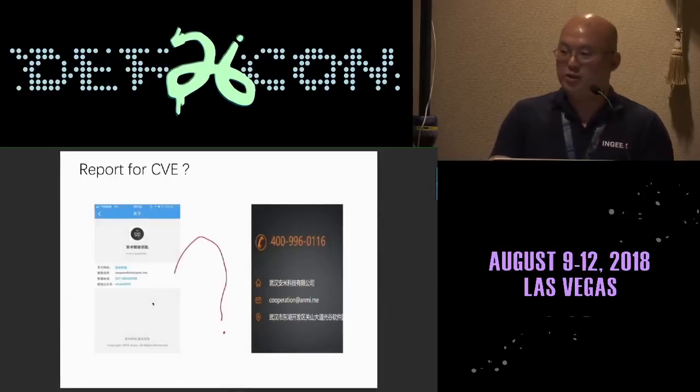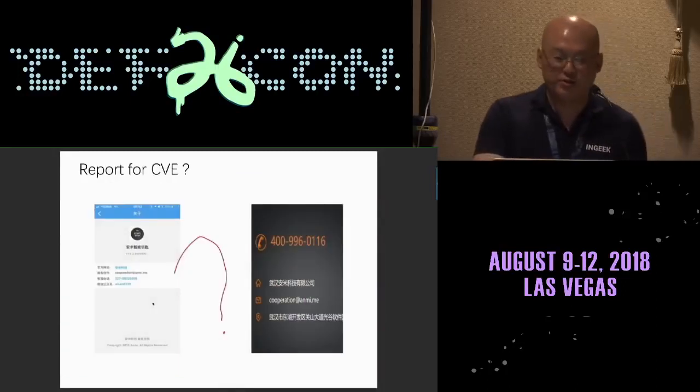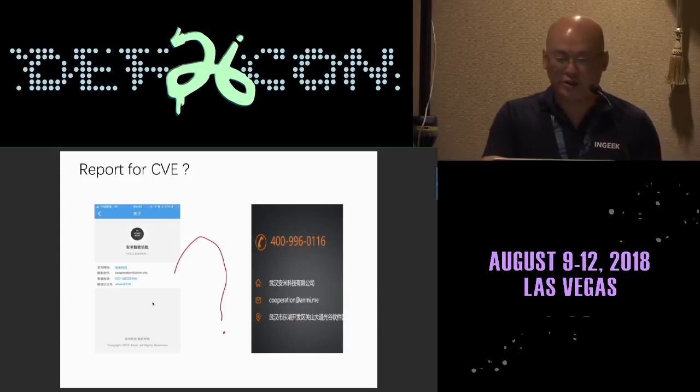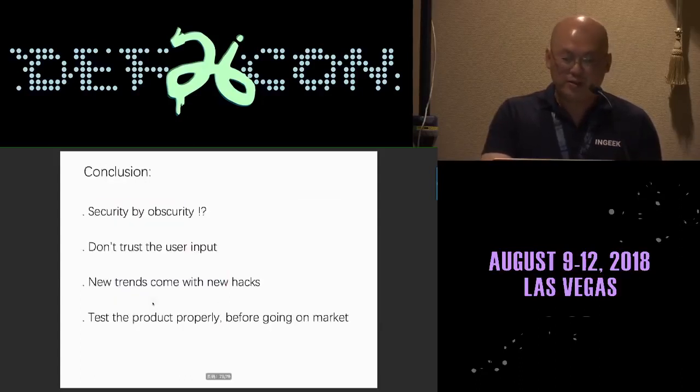So, can we report for CVEs, right? As responsible disclosure, I actually contacted them through their phone, mobile, and emails. They have not replied. So okay. The conclusion here is that security by obscurity is not really going to work. You have to test your product properly before going to market.